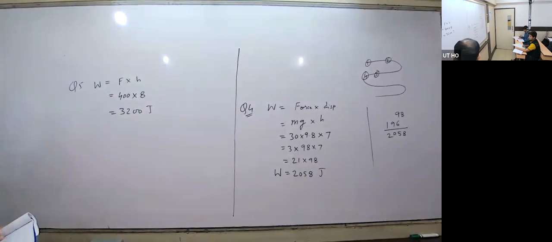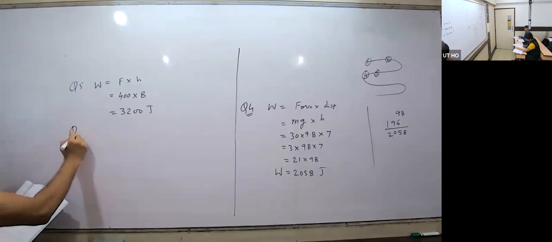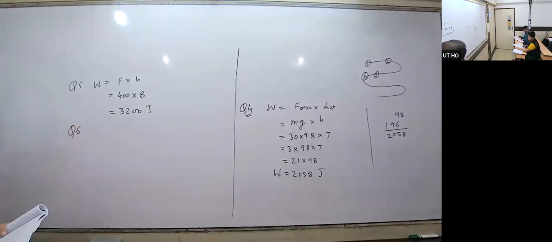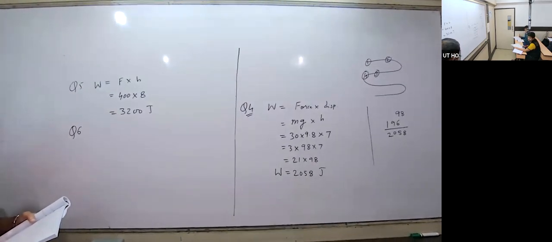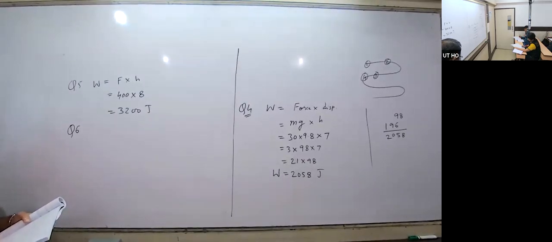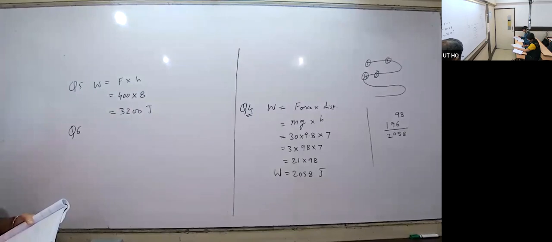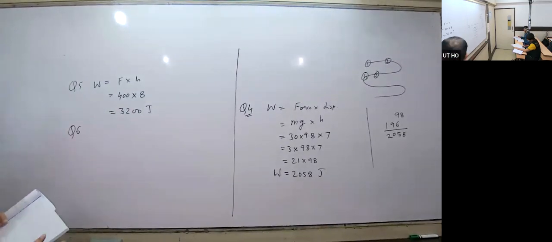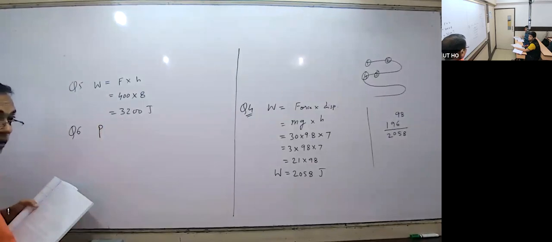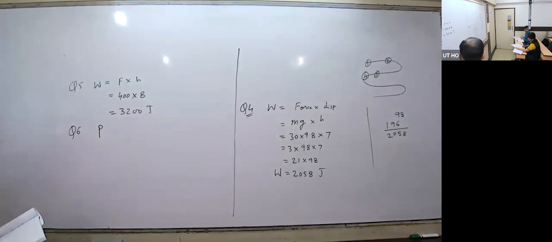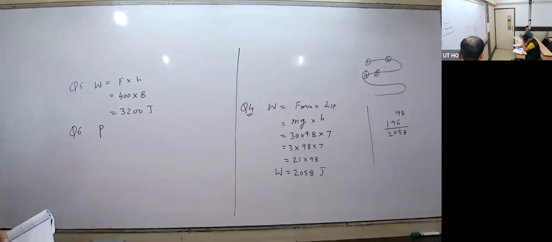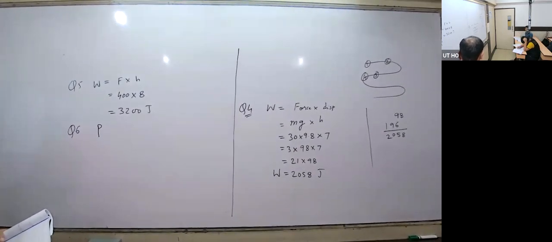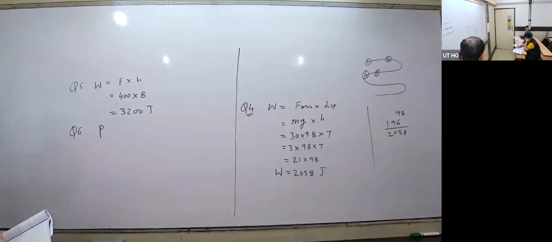Okay. We have time for one more question. One or two we can. Question 6. Whose turn? Calculate the power of a pump which takes 20 seconds to raise 120 kg of water to a tank at the height of 30 meters. Right. So, pump. Doubt? Yeah, question 5. How much work is done against gravity? Ready?